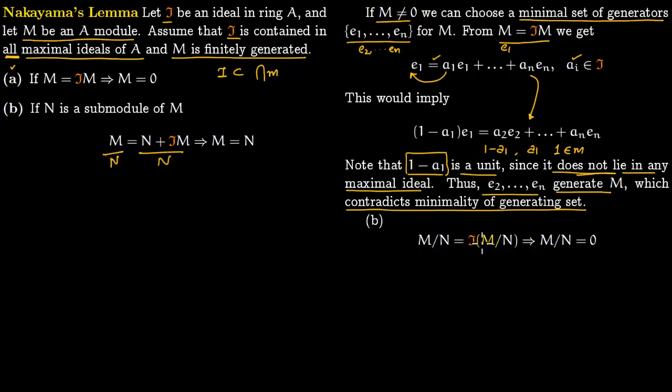So if you modulo out N from both sides, you get M over N is this ideal M over N, and now from here you can see M over N is 0, which is the same thing as M equals N.